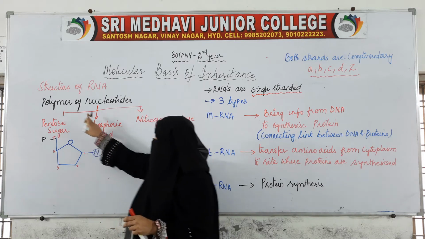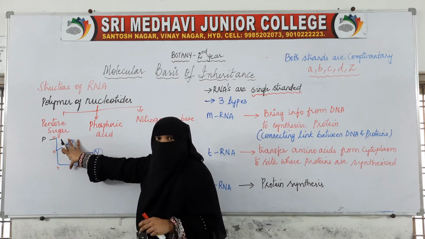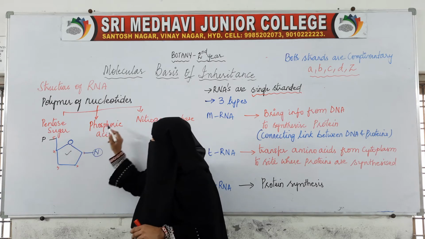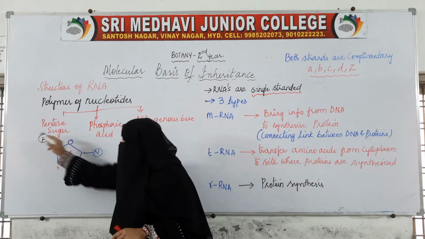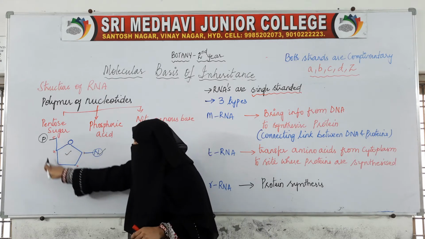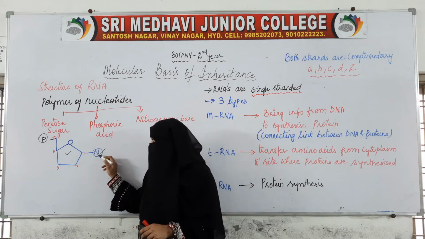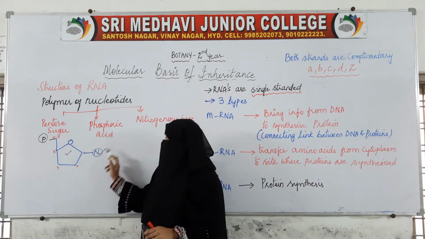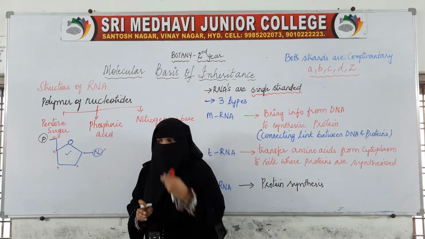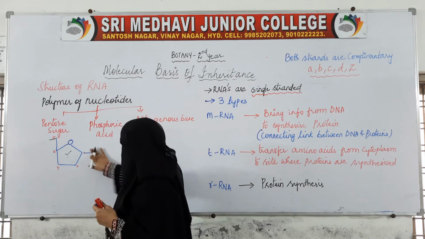So this is one complete nucleotide. It is made up of this pentose sugar, this phosphoric acid, and this nitrogenous base. So this is one nucleotide, made up of three things: nitrogenous base, pentose sugar, and phosphoric acid.